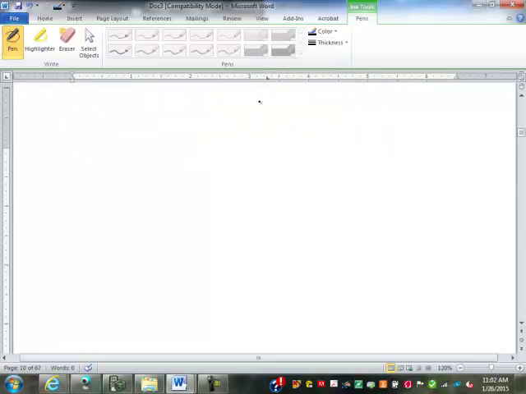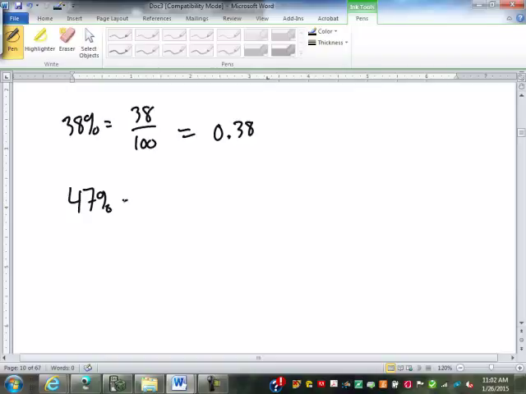How about changing our percent into a decimal? Well, we've said 38% is 38 out of 100. How do we turn a fraction into a decimal? Well, you divide by 100. Just divide out the fraction, right? 38 divided by 100, which is going to be 0.38. Anytime we divide by 100, it just moves the decimal 2 spots. So like 47% is going to become what as a decimal? 0.47.